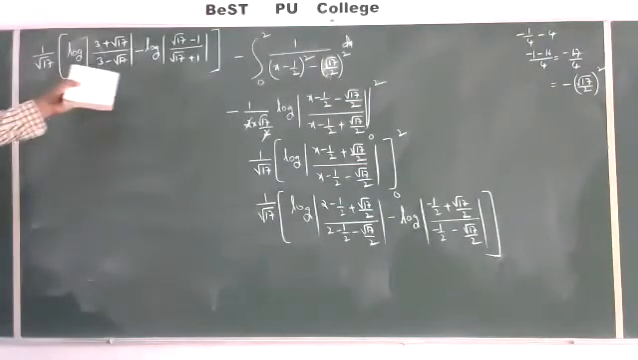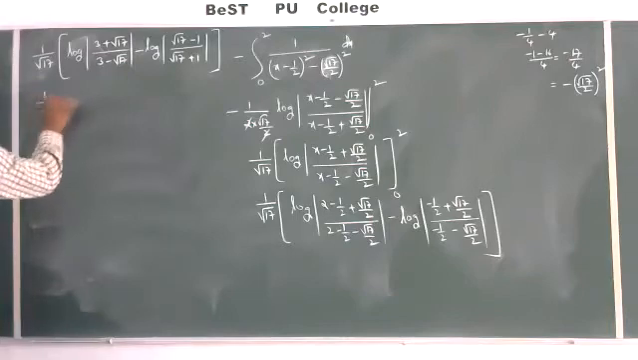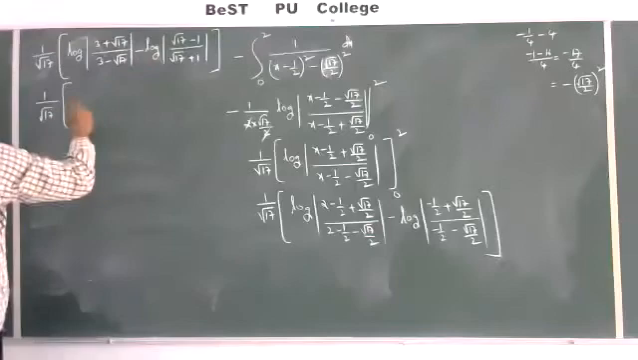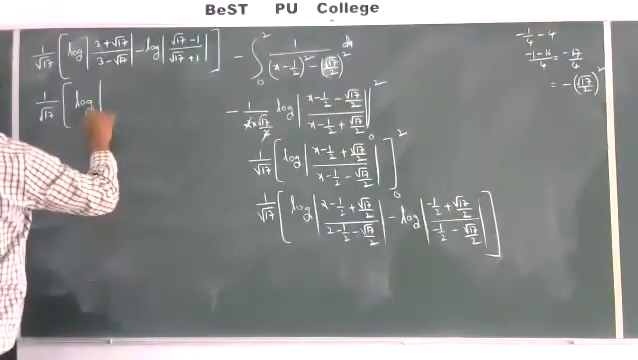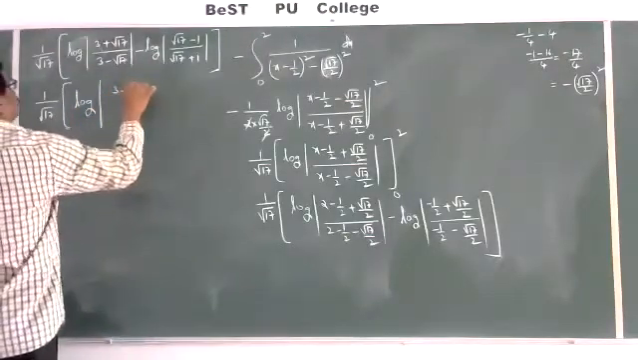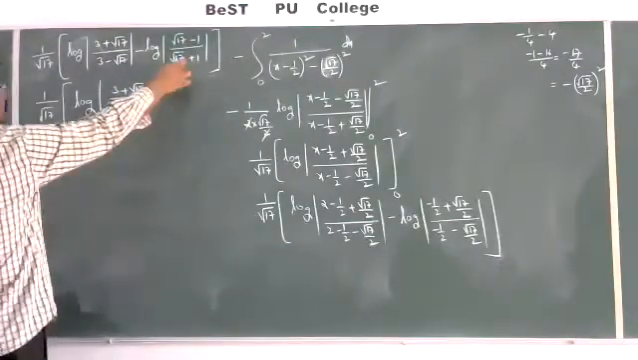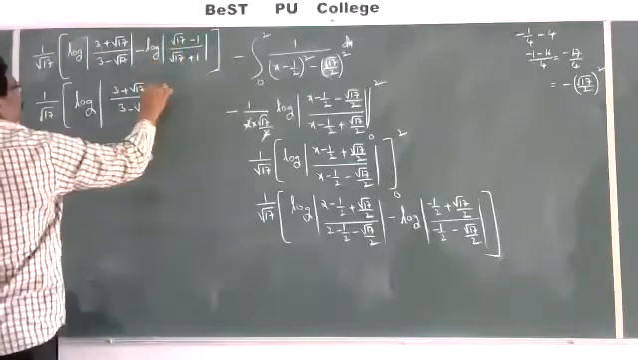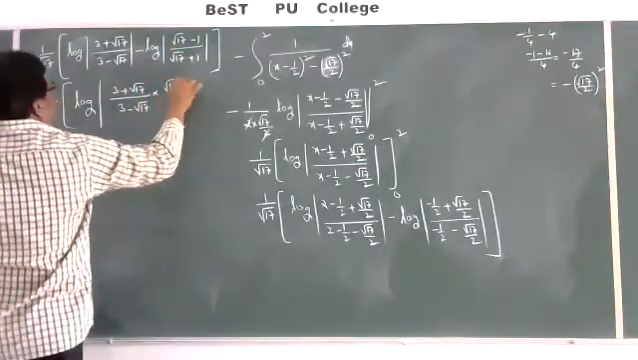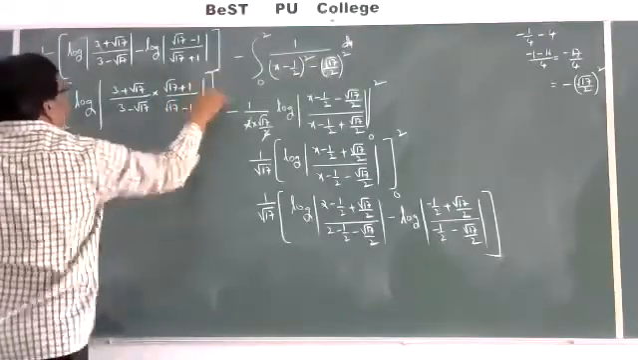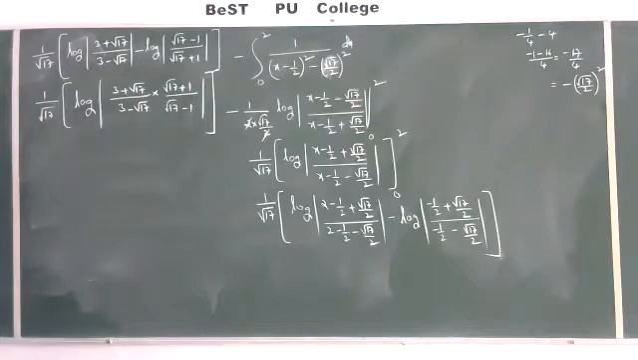So log A minus log B is log A by B. 1 by root 17 into log A minus log B, log A by B: log mod 3 plus root 17 by 3 minus root 17, by this value, means into root 17 plus 1 by root 17 minus 1. So just to verify what the answer given in 7.16 is.